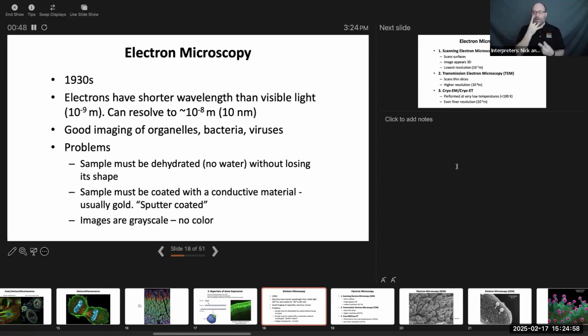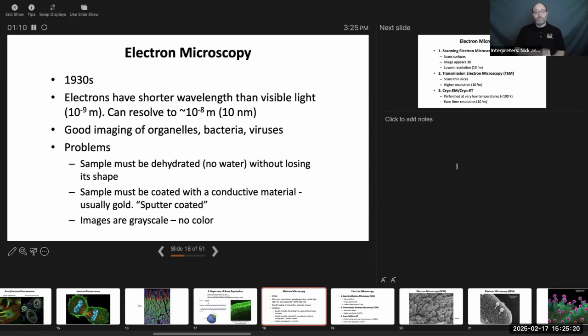So that means that electrons can be used to resolve things down to about 10 to the minus 8 meters, or roughly about 10 nanometers in size, which means that you can now see not only whole cells, but you can clearly see the individual organelles. You can clearly see bacteria. You can even see viruses.